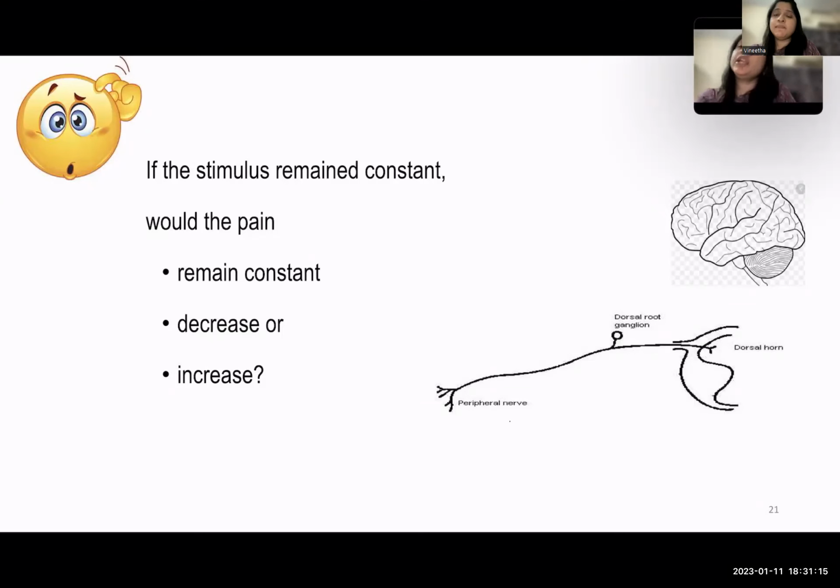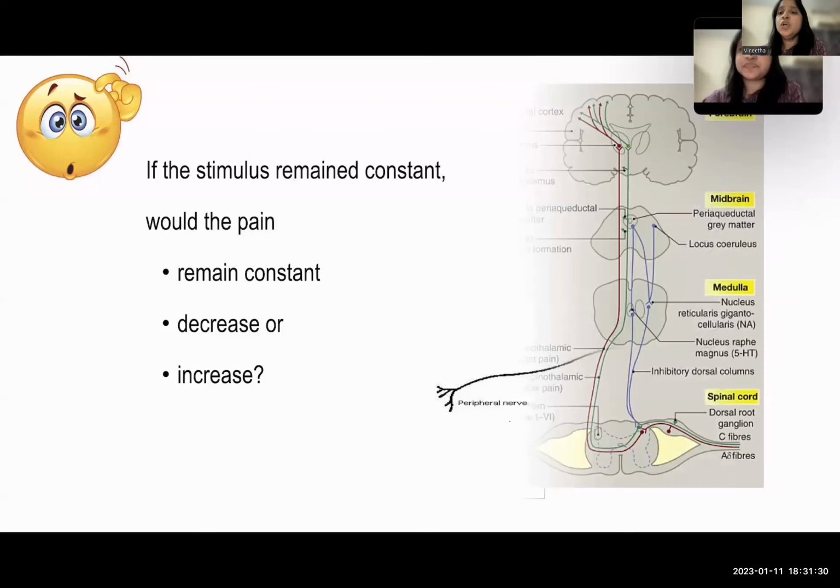What about in chronic pain? With time, usually, especially if you are not managing properly, what will happen? It will increase over time. Okay, so we will learn from the pathophysiology how that happens.